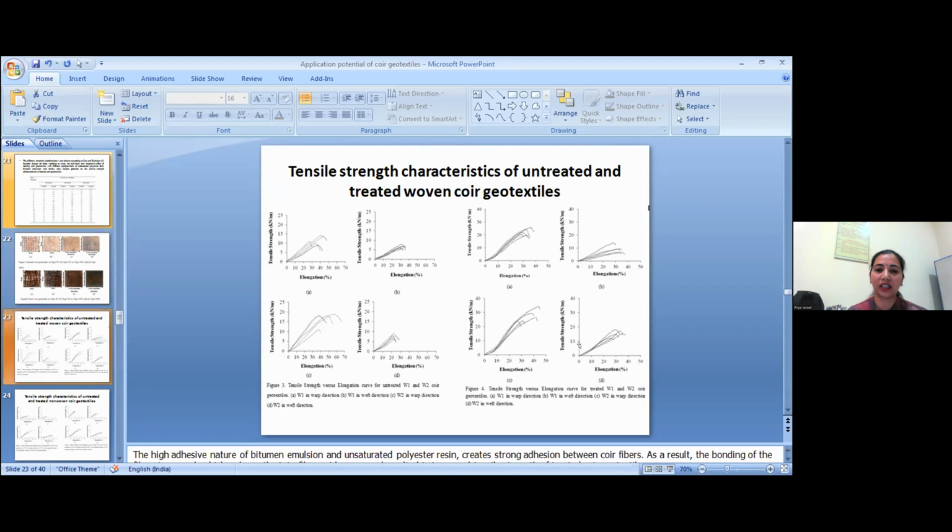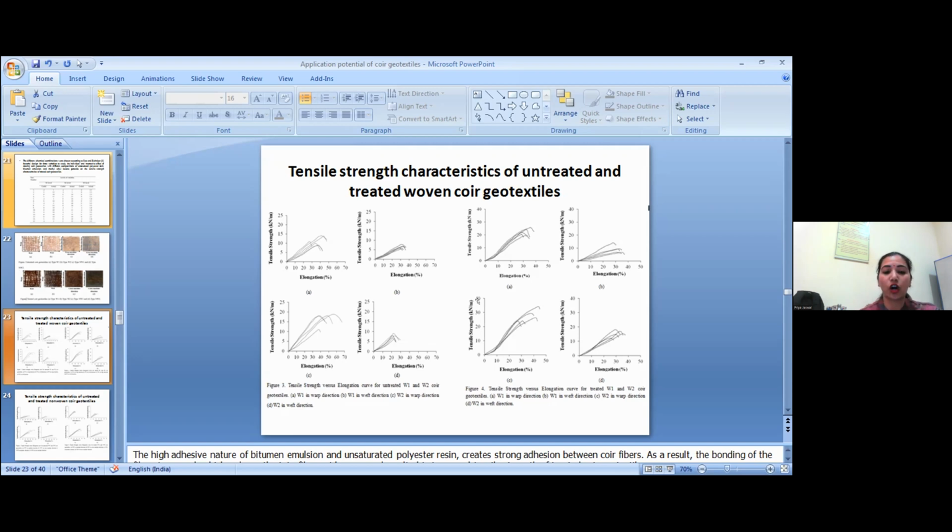After testing the wide width tensile strength, these were the curves that were obtained. These were for warp wise and weft wise, and this one is for W1, and this one is for W2. This one is for treated W1, this one is for treated W2. We can see here that the tensile strength of treated coir geotextile has increased as compared to untreated coir geotextile, and this is due to the high adhesive nature of unsaturated polyester resin and bitumen emulsion.